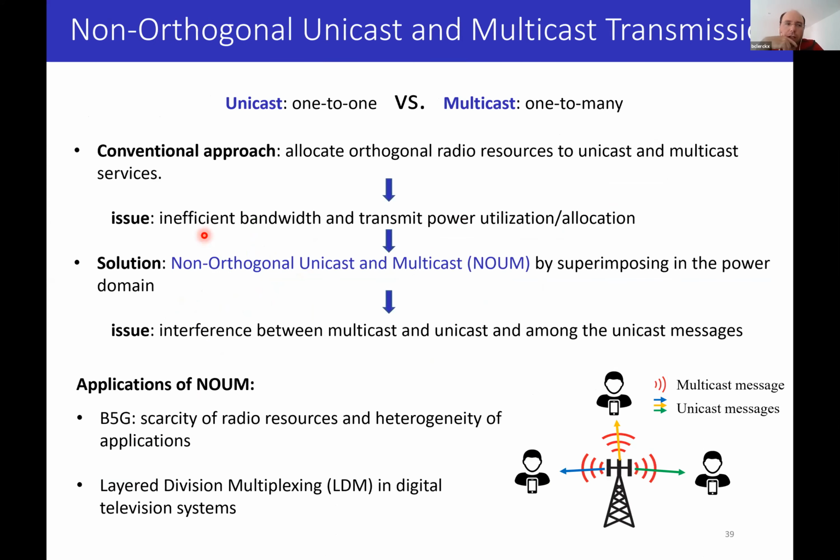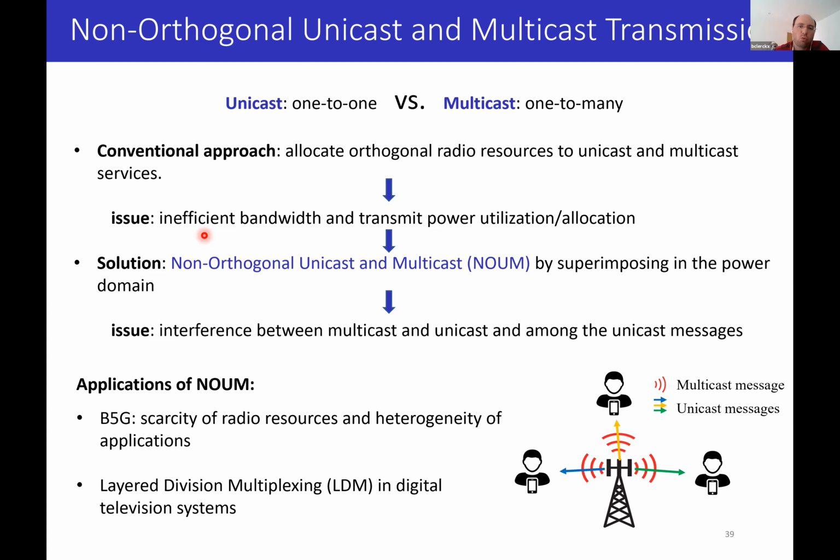Right. Another interesting application is non-orthogonal unicast and multicast. When we do unicast, it's all what I talked about before. You have a one-to-one: one message intended for one user, and you transmit multiple of those. When you do multicast, you really want to transmit one message to many users. So this message typically would be intended for multiple users.